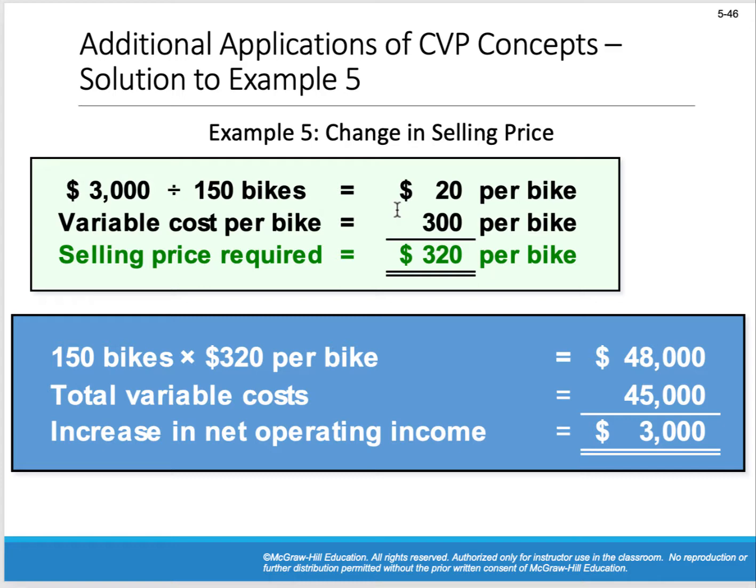We then factor in our variable cost per bike. It's $300. So basically we're taking our variable costs and charging a price that covers them and provides enough profit to give us a net operating income increase of $3,000. We should sell these 150 bikes to the wholesaler for $320 per bike, right? Why?